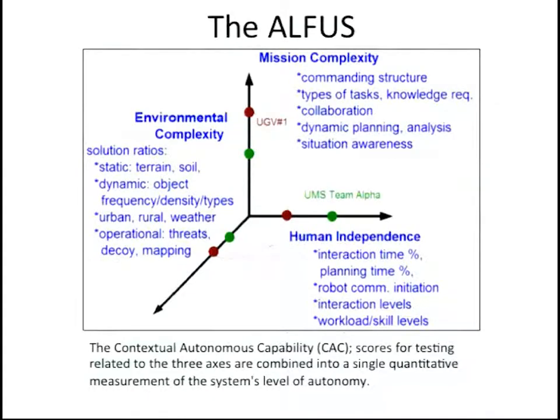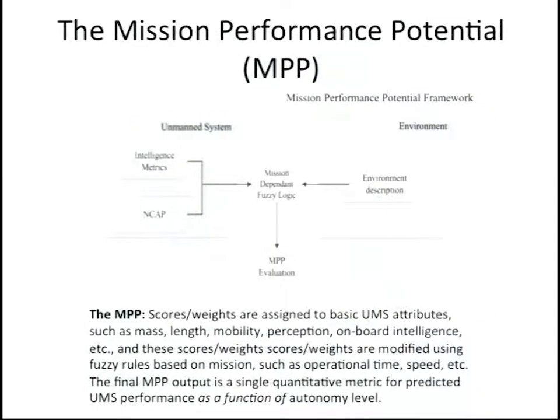Just a little background for those not familiar. Here's the ALPHAs. It's a 3-axis system. You have mission complexity, environment, and human independence, and it basically combines test scores for each axis into one number. The important thing to say about the ALPHAs is that this is a retroactive measure of how a system performed for a specific mission with a specific operator, which is not sufficient for us military guys, and it doesn't quite meet our needs. So we came up with a new framework called Mission Performance Potential, or MPP.